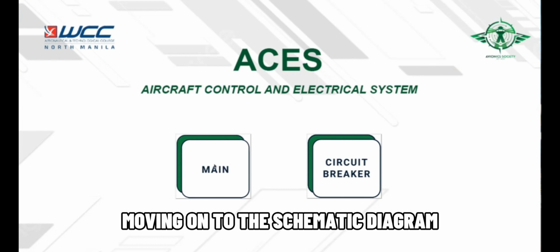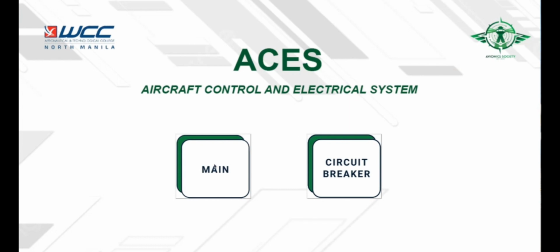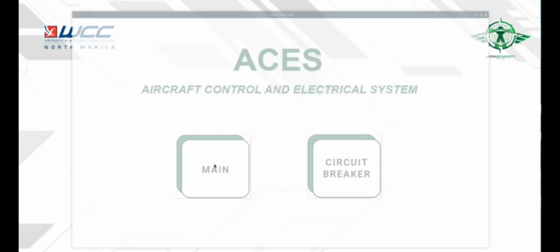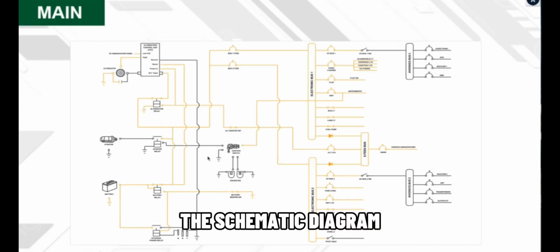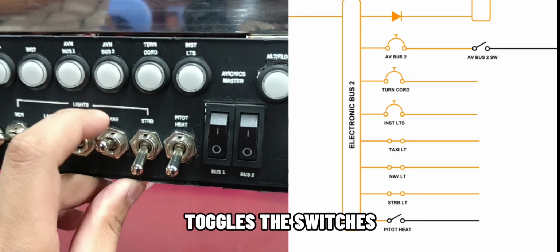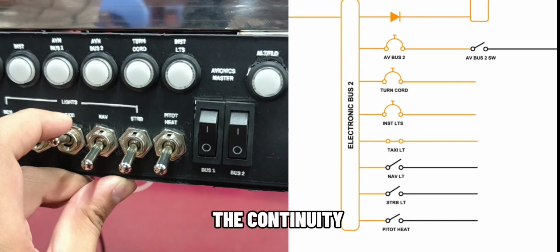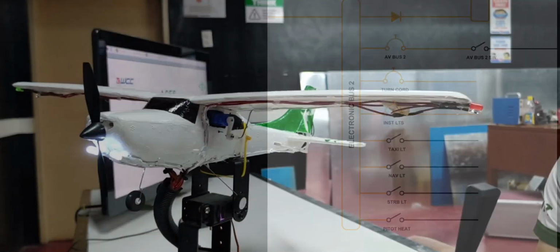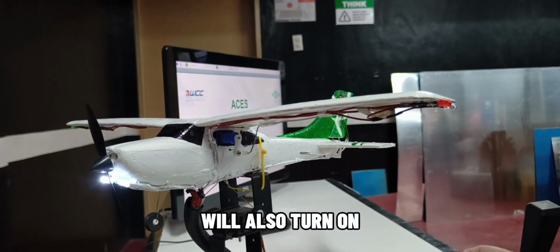Moving on to the schematic diagram feature of ACES, click the main option on the ACES program page. This will show the schematic diagram of the Cessna 172. Once the user toggles the switches, the continuity of the electricity in the diagram changes as well in real time. The lights on the aircraft will also turn on.